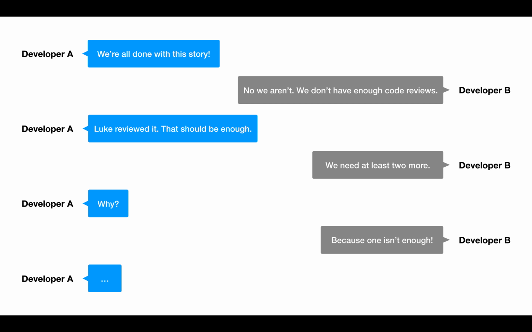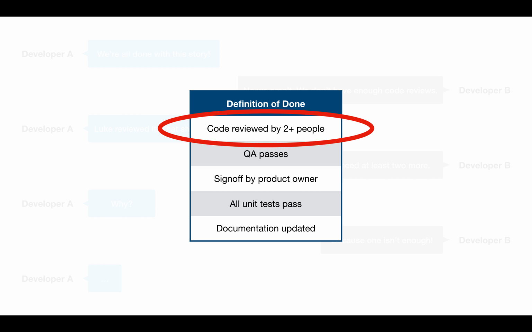Now, what would have helped? A definition of done that explicitly states that in order for something to be complete, it must be code reviewed by at least 2 people. So in this scenario, the developers would refer to the definition of done, and it would be right there, visible, transparent, and the decision would be made and they'd move on.